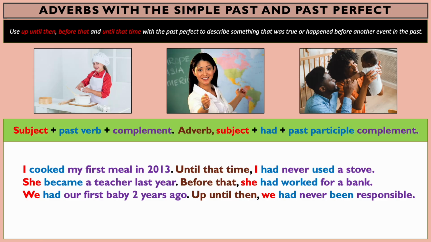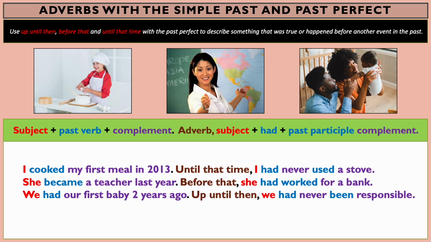Number two, she became a teacher last year. Before that, she had worked for a bank. So last year, she became a teacher. But before being a teacher, she had another job or work. So she was a worker at a bank.